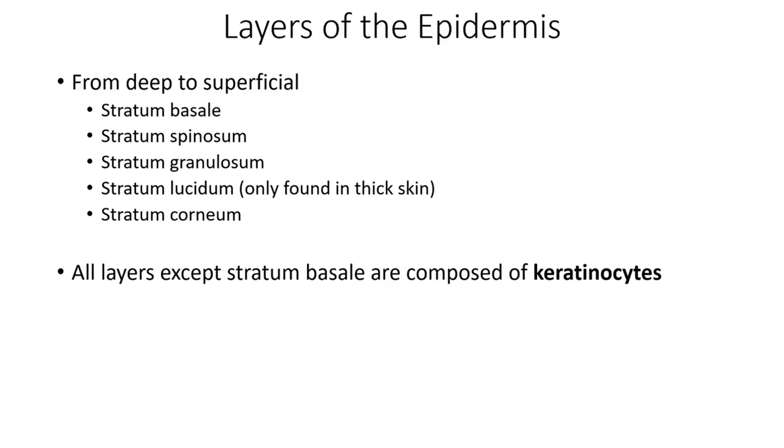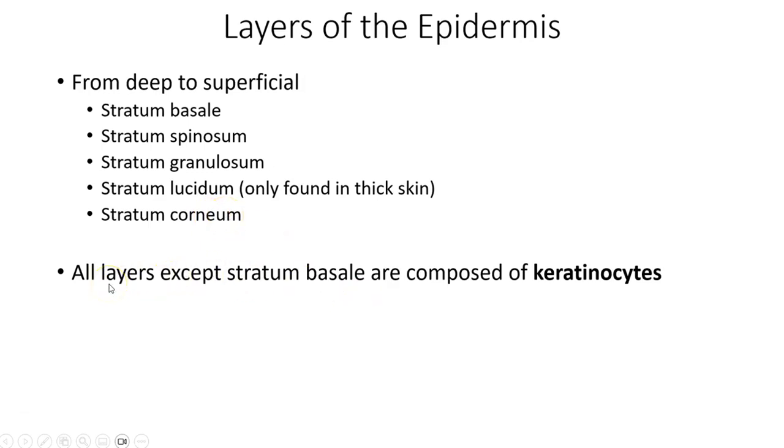So we have a bunch of different layers of the epidermis. From the deepest layer, the one closest to the dermis, is the stratum basale, and then stratum spinosum, stratum granulosum, stratum lucidum, which is only found in thick skin, and then the top layer is the stratum corneum.